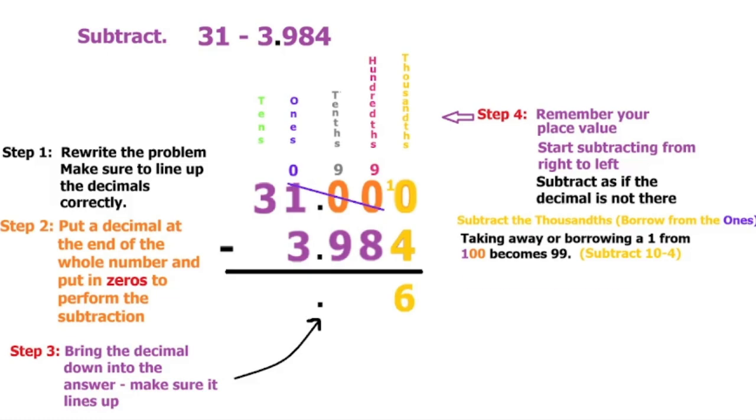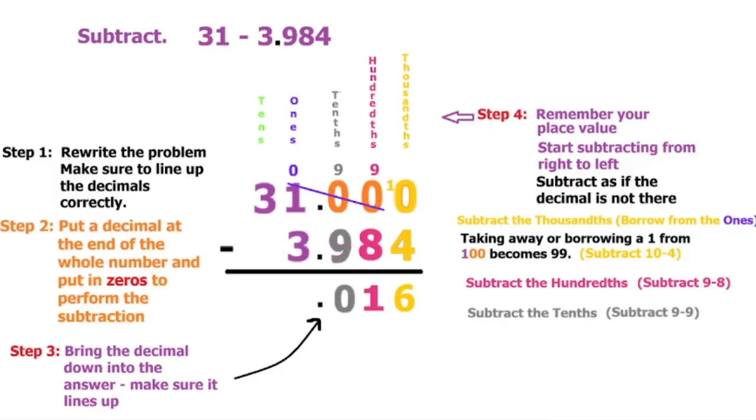Now we go to the next place value. We subtract the hundredths. 9 minus 8. We can do that. It's equal to 1. We don't have to do any borrowing. Now we subtract the tenths. 9 minus 9 is 0. We don't have to do any borrowing.